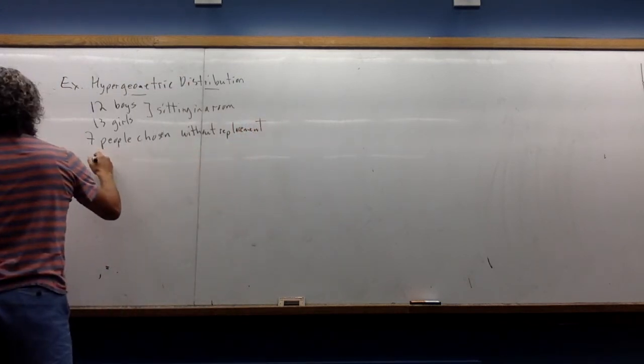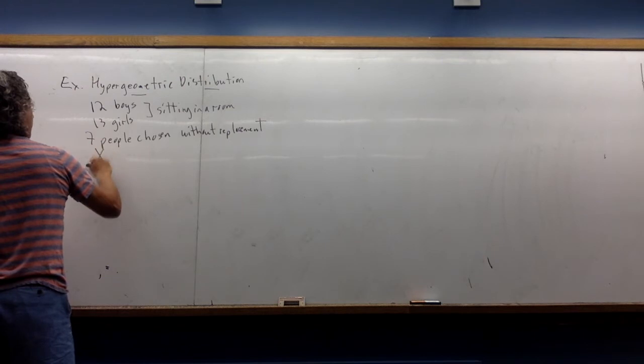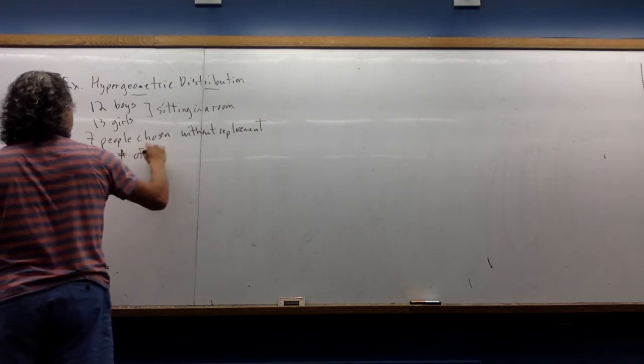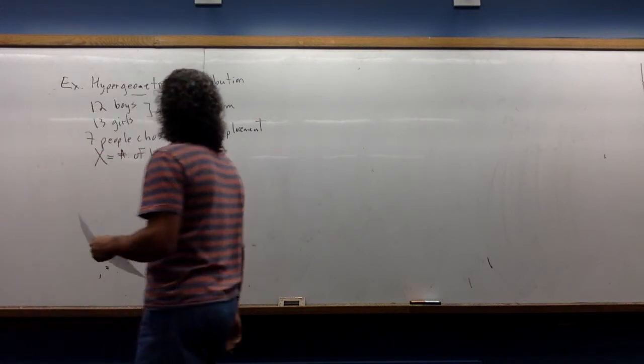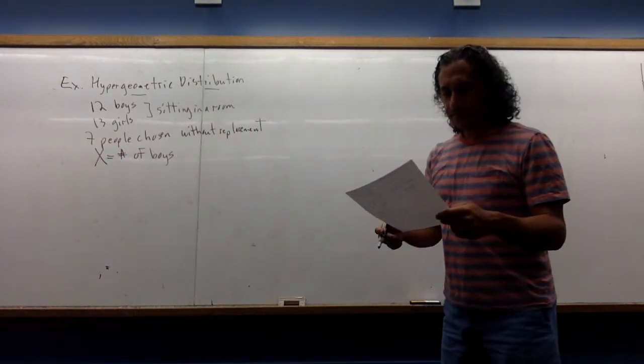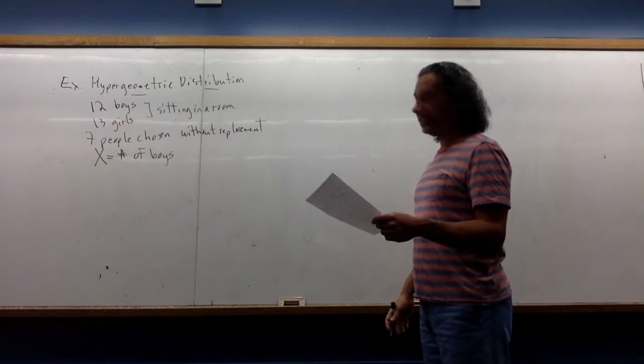My goal is to find the following. I want to know the probability that X of them are boys. So the random thing that I'm looking at here is the number of boys. I choose 7 at random, and I want to know the probability that X of them are boys.